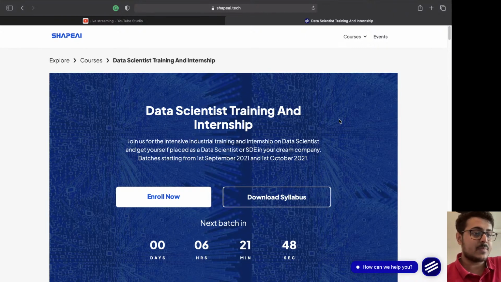After this course, can ShapeAI guarantee us an internship somewhere? The entire program itself is an internship. You do not have to worry about that. At the end of it, you will get a letter of recommendation as well as an internship completion certificate. Students who perform well will be referred to various companies for getting them placed. Like I said, almost 60 people from the previous batch have been placed in various different companies. This is a training, an industrial training as well as an internship.